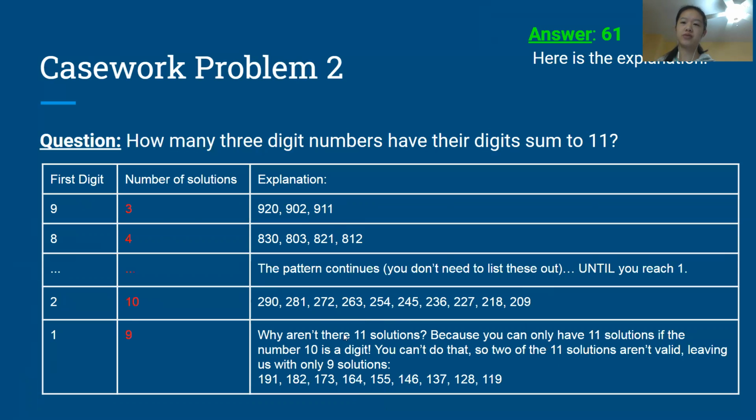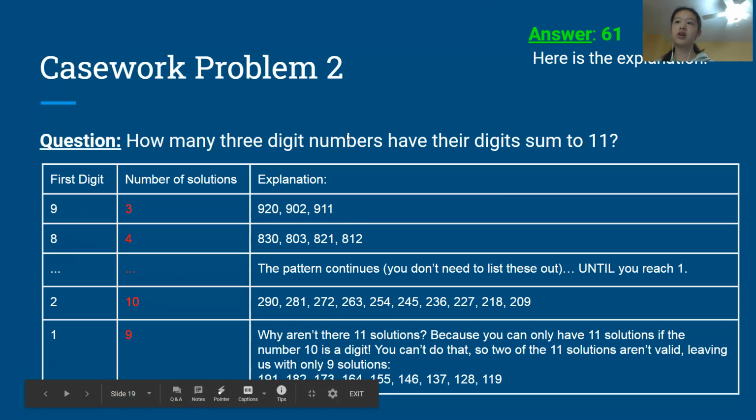But if you list them out, the only way there could be 11 solutions is if there was a number 1, 0, 10, but 10 is not a digit. So you can't have that, which is why there's only 9 solutions for this last one, and it might throw some people off. And altogether, we have 61 solutions.